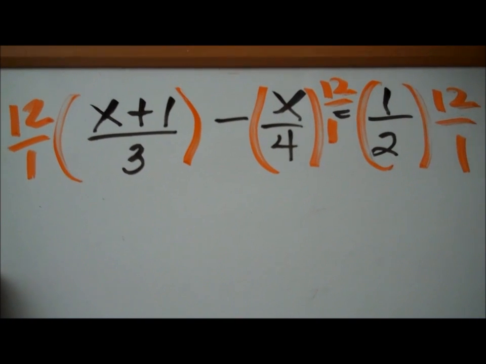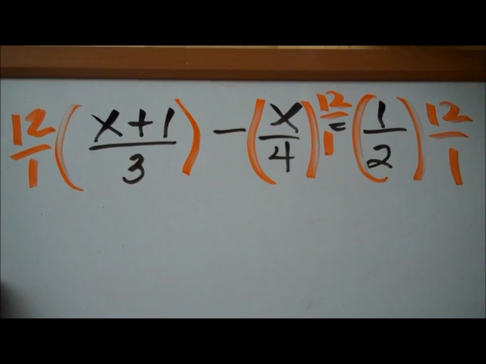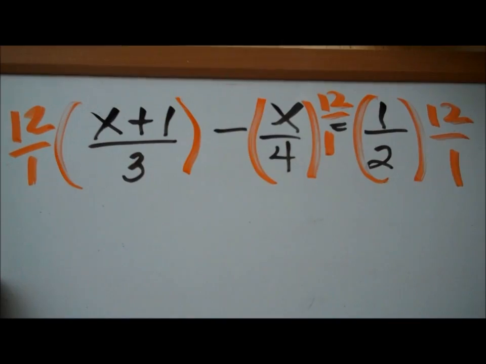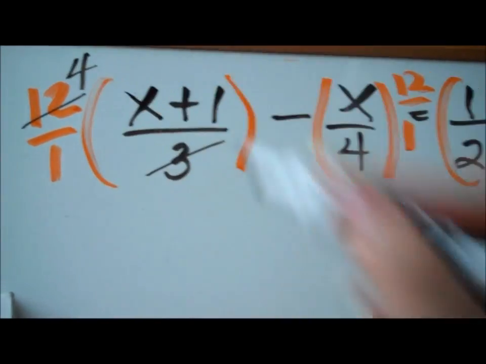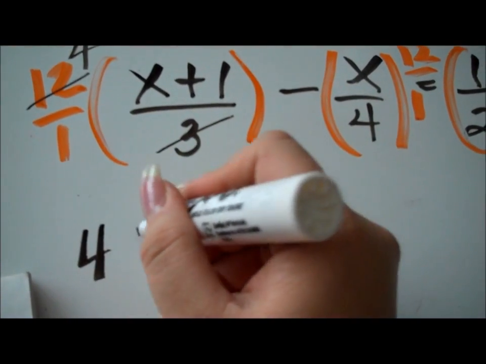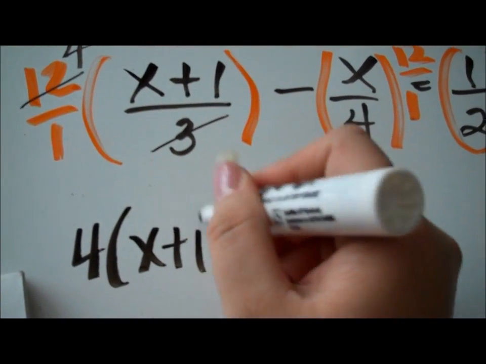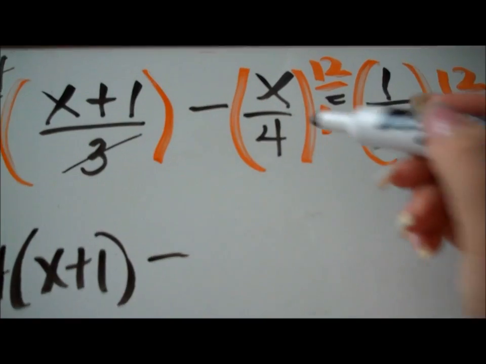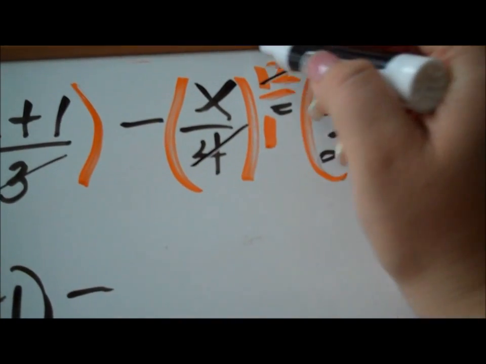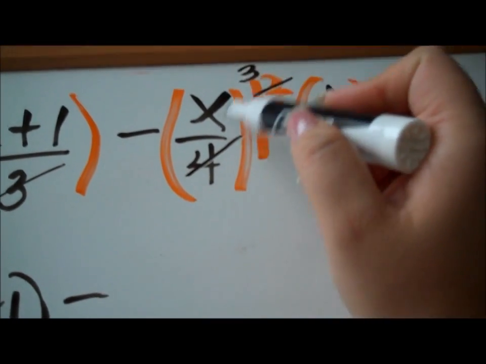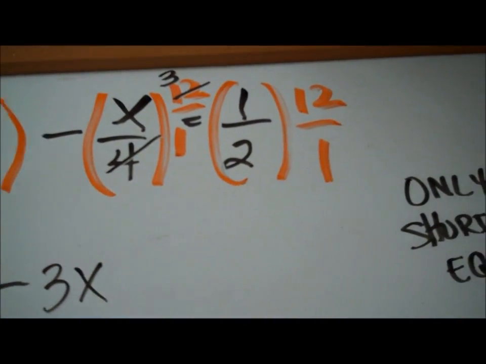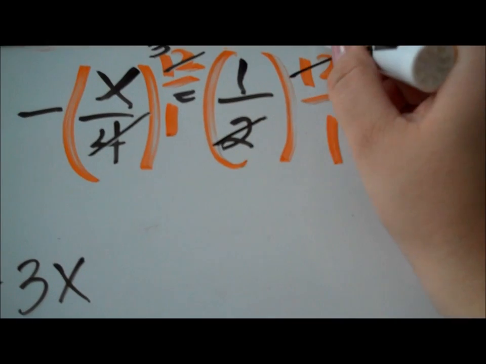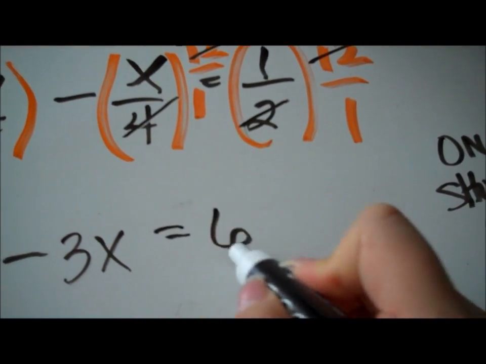Now you're going to go through and cross cancel. For those who don't like to cross cancel, this is kind of needed right here. So 3 goes in 12 4 times, so I'm left with 4 times the quantity x plus 1, minus. 4 will go into 12 3 times. These have to multiply, so I get a negative 3x. And then 2 will go into 12 6 times, so I get 6.